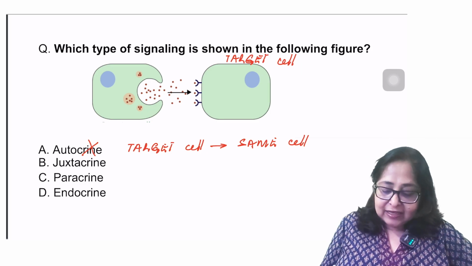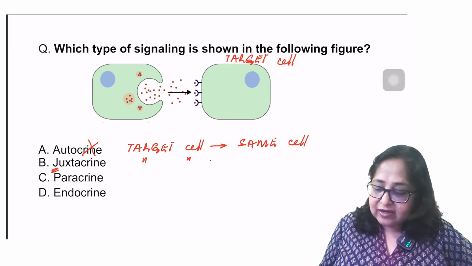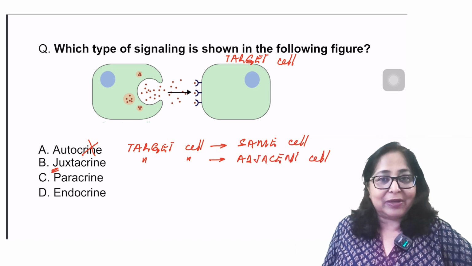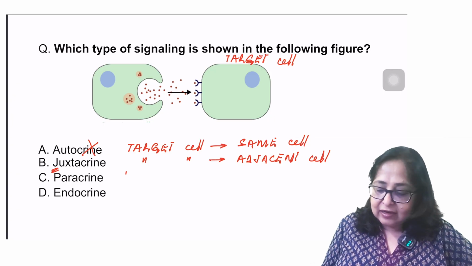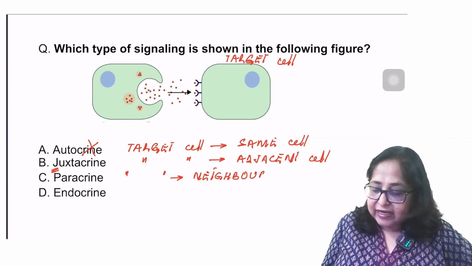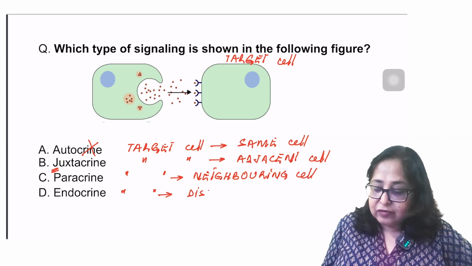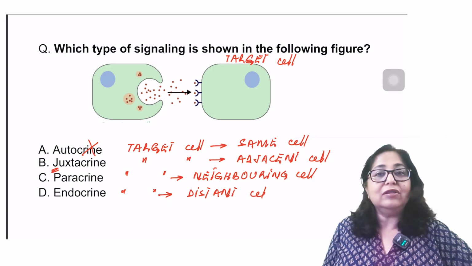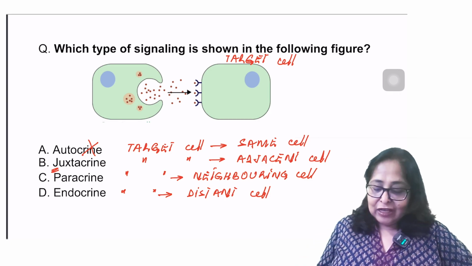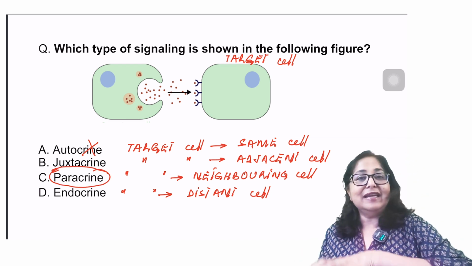Juxtacrine. Remember J in juxtacrine, J in adjacent. So the target cell in juxtacrine is the adjacent cell, the cell which is right next to each other. Paracrine, the target cell is a neighboring cell. And endocrine is where the target cell is a distant cell and the secretion travels through the blood vessels to reach the target cell at a distance. That is endocrine. So out of these, your best answer here becomes paracrine. That means it is a neighboring cell.